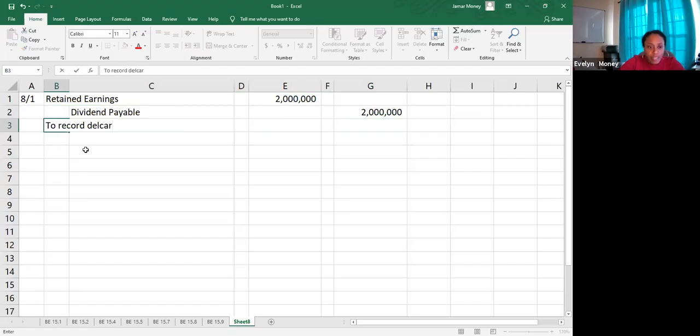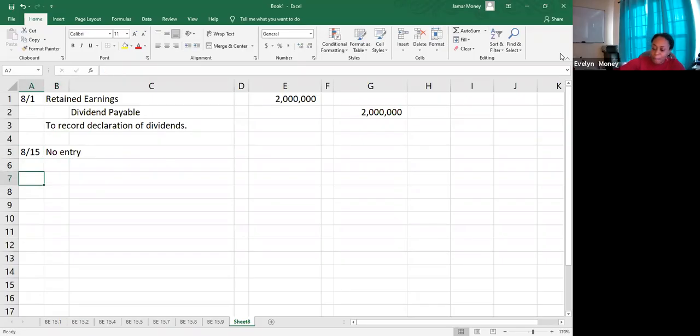Record the declaration of dividends. Now, the next important date was August 15th, which is my favorite date because I don't have to do anything. This is the date of record, and there is no entry required. It just gives the broker enough time to determine who owns the stock as of that day.